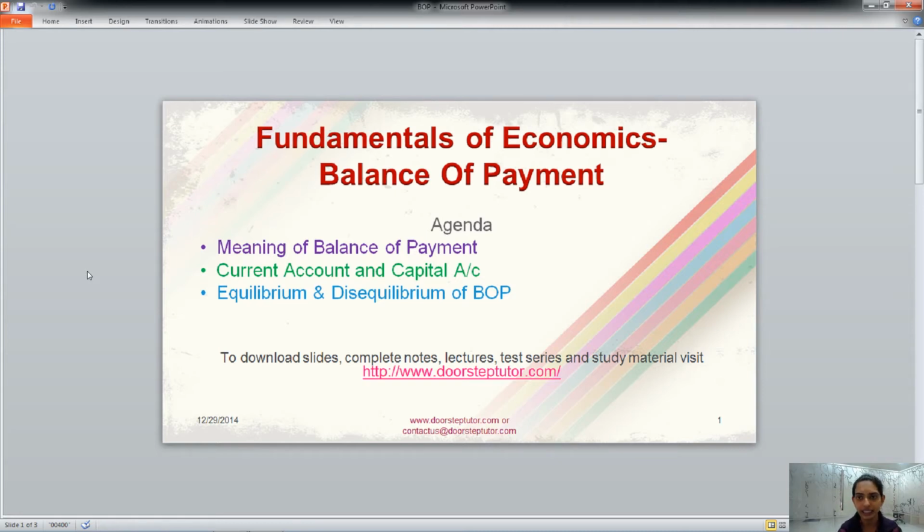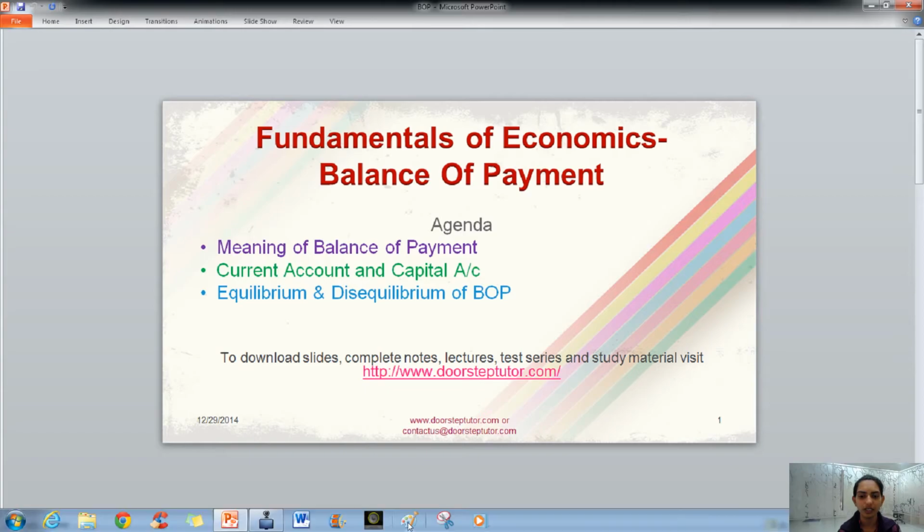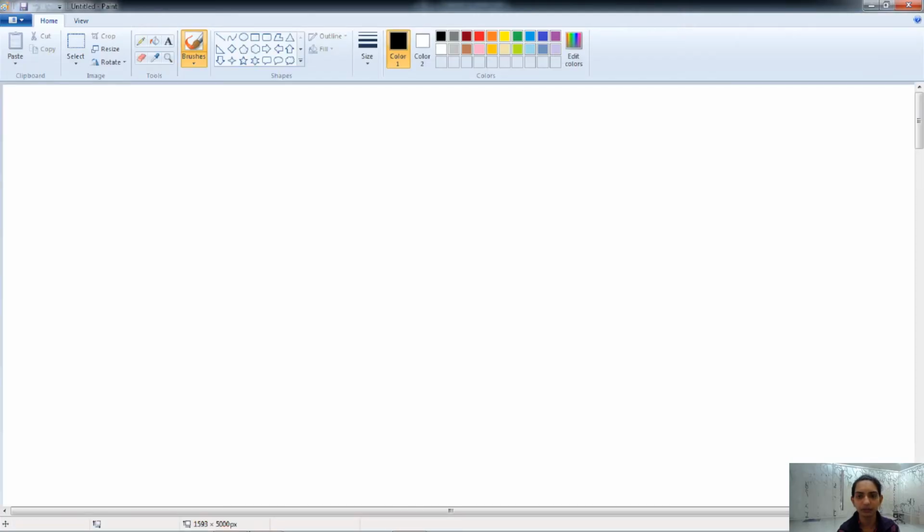In this class, we will talk in detail regarding the meaning of balance of payment. It includes the current account and the capital account. We will learn both of these in detail. And then we will talk about the equilibrium and disequilibrium of BOP. So now let's start with the understanding of it.